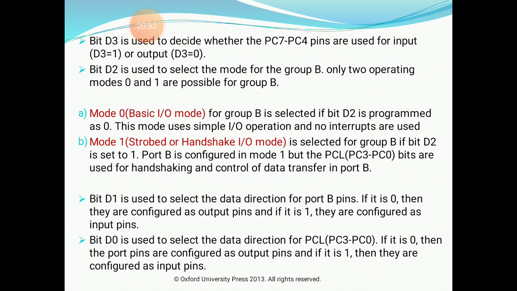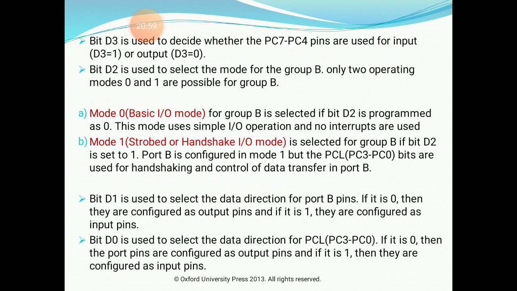Next, bit D3 is used to decide whether port C upper, PC7 to PC4 bits, is used as an input port or an output port. If D3 equals 1, port C upper is used as an input port. If D3 equals 0, it is used as an output port. Bit D2 is used to select the mode for group B.